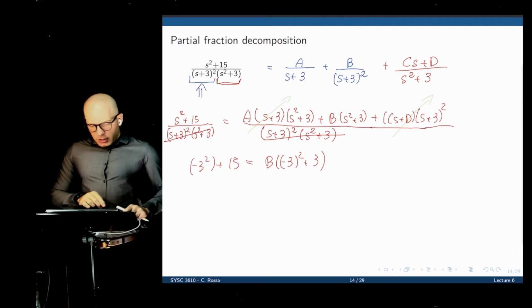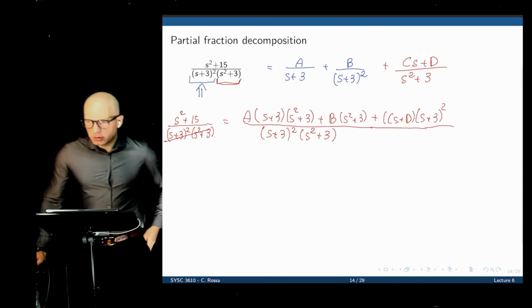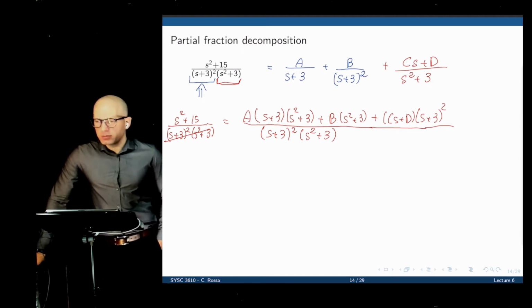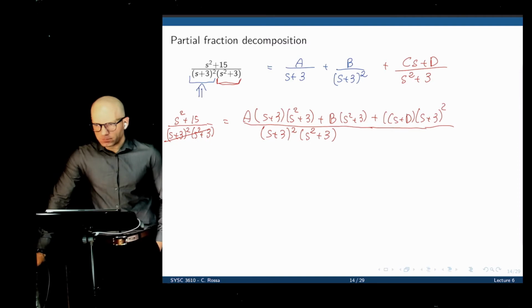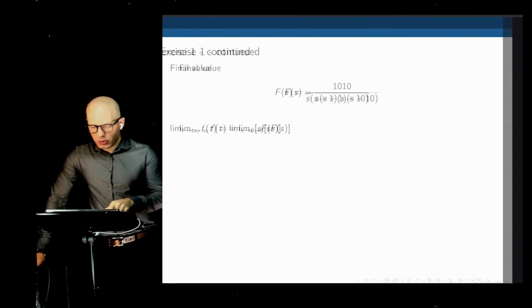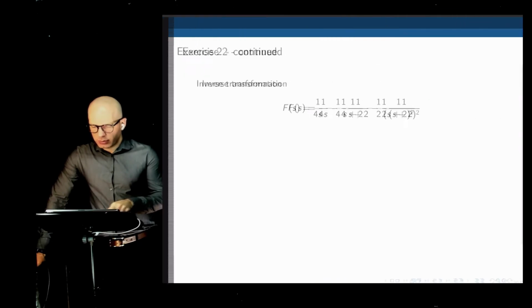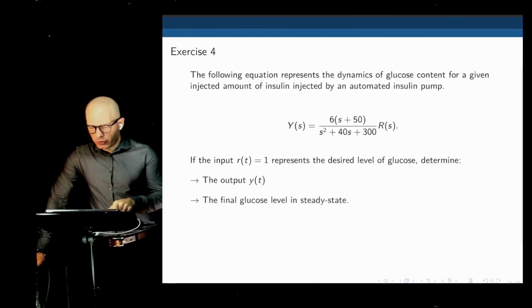All right. Are there any questions about partial fraction? No. Hearing none, I'll keep going. Okay, then let's do one exercise. Let's start with exercise 4.